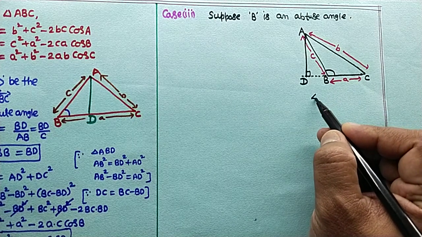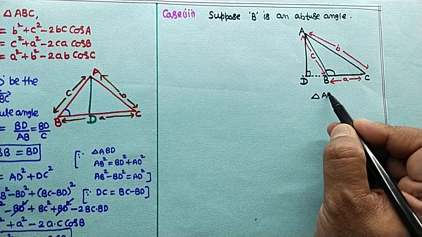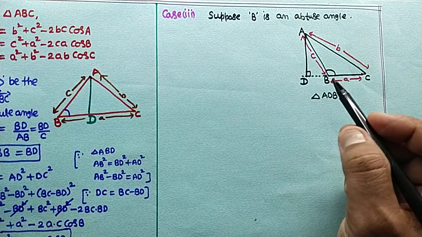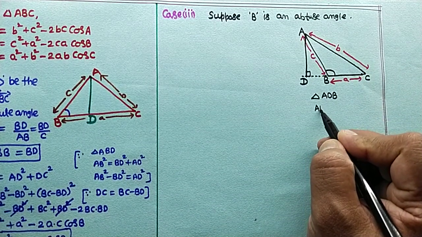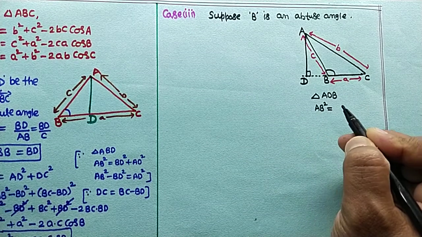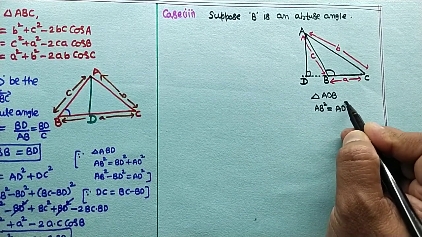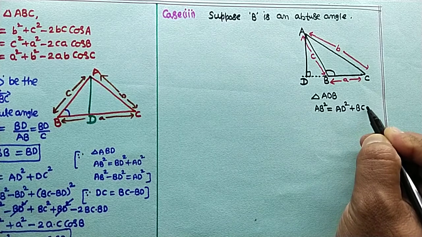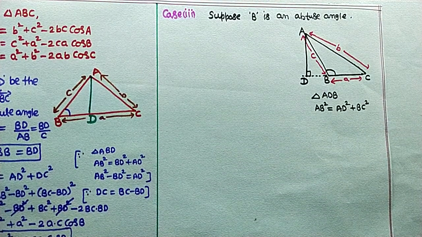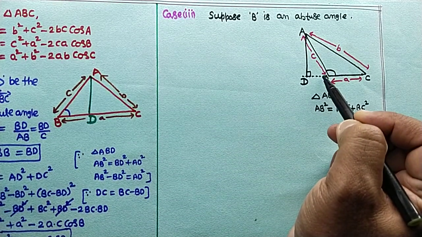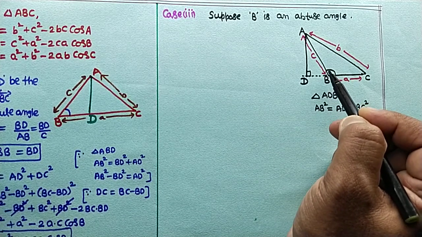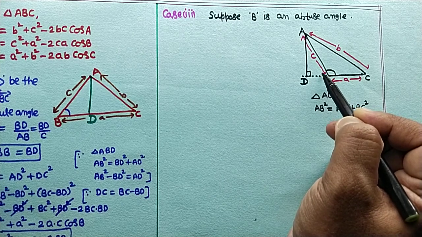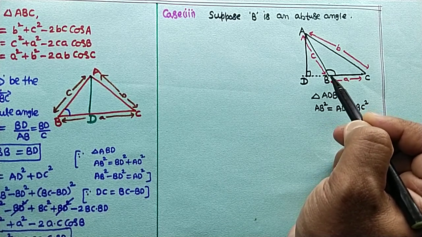From triangle ADB, it is a right angle triangle, no? So we can write AB square equals AD square plus BD square. We'll keep it like this. After that, this is completely a straight angle, therefore it contains 180. So if you want to get the angle ABD, it is 180 minus B.